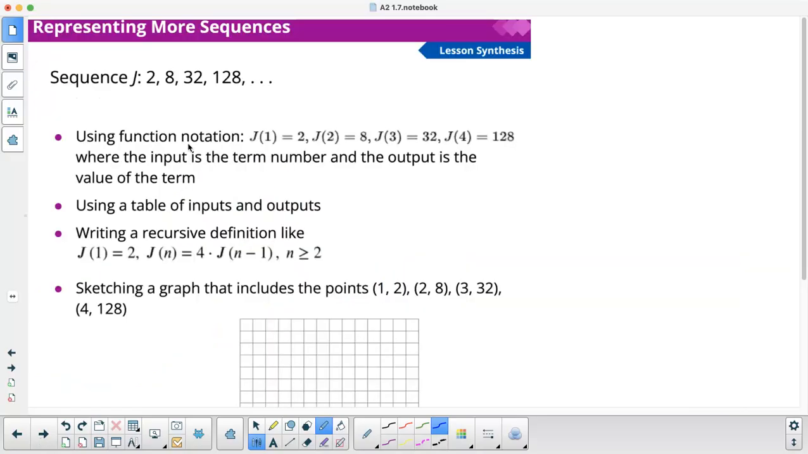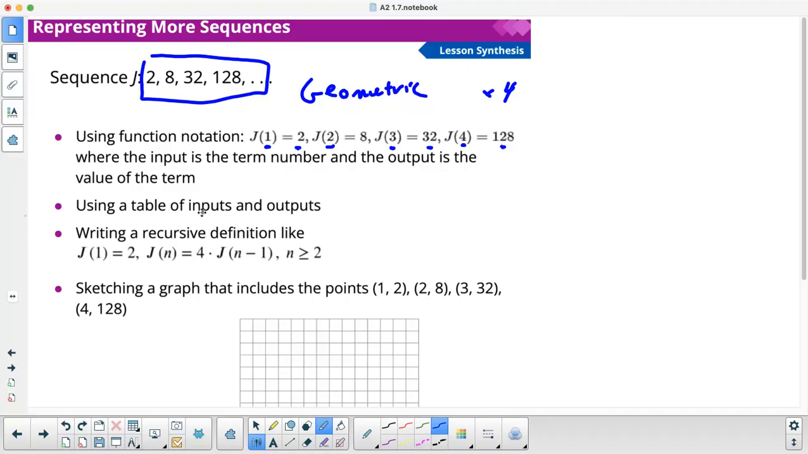All right, so a little synthesis here. Here's my sequence J: 2, 8, 32, 128. So clearly it's geometric, and we're multiplying by 4. Okay, so we could use function notation. j of 1 equals 2 means the first term equals 2. j of 2 equals 8, the second term equals 8. j of 3 equals 32, the third term equals 32. And j of 4, the fourth term equals 128. So that's a different way to write it.